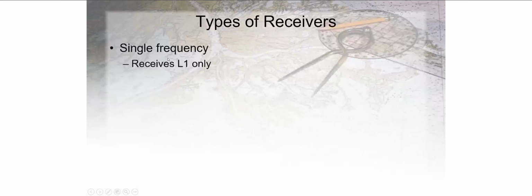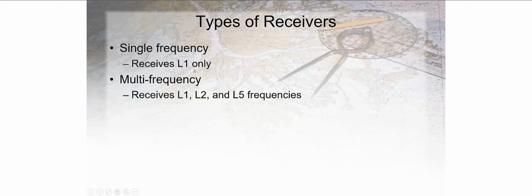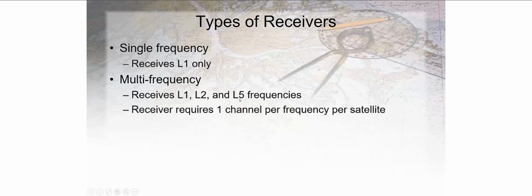There are different types of receivers also. There's a single frequency receiver that only receives the L1. Then there's multi-frequency receivers, and these receive the L1, the L2, and some of them receive also the L5. Depends on the receivers you have and their age. The more recent receivers will actually get all three of these frequencies. Recognize there's a cost when you do that. Every receiver requires one channel per frequency per satellite.